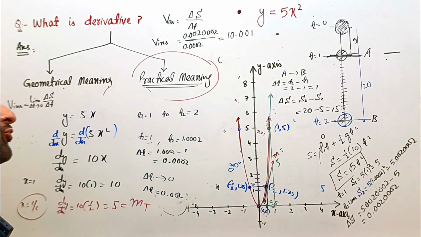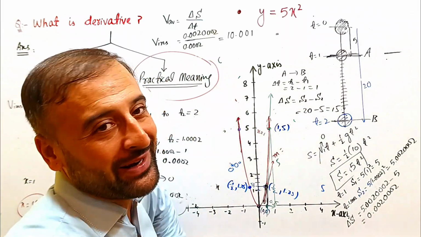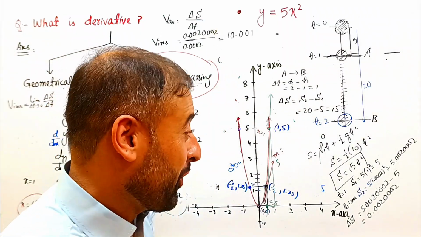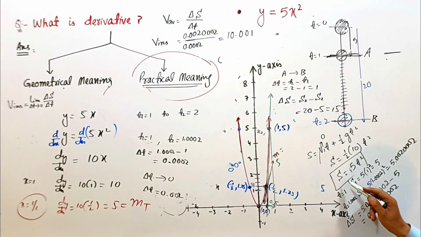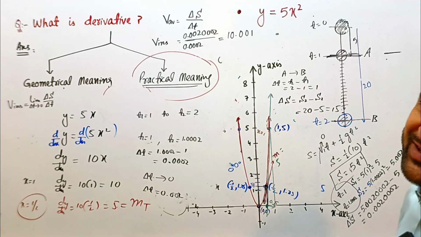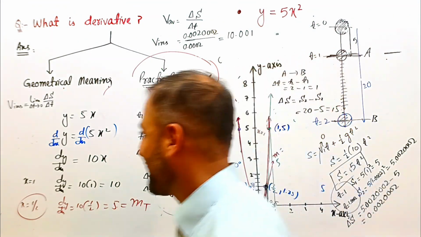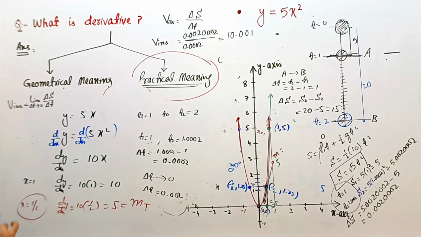All right, students, so this is a very tedious process we did. If the times are given so very close to each other, you could obtain the instantaneous value by just putting values in the derivative. So students, this is derivative. I told you what is the practical meaning of derivative.